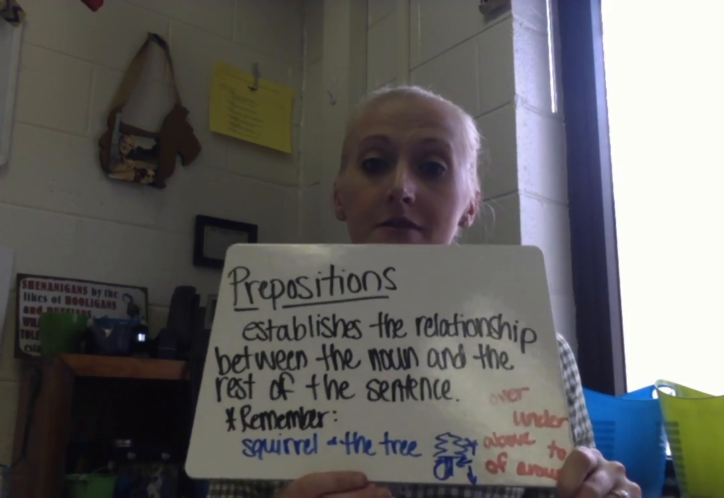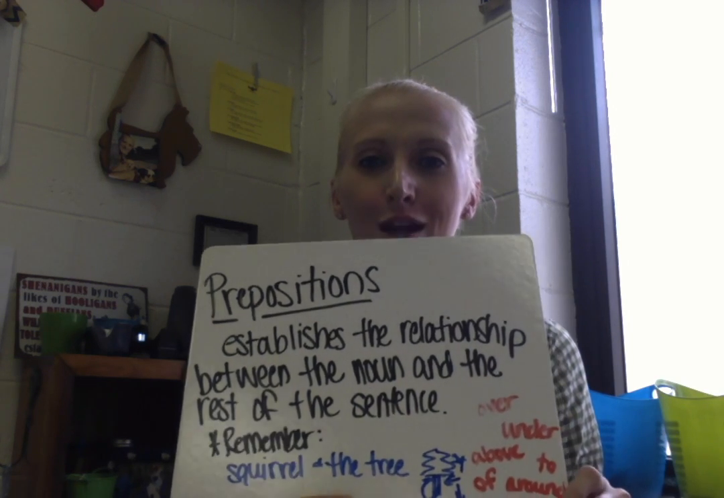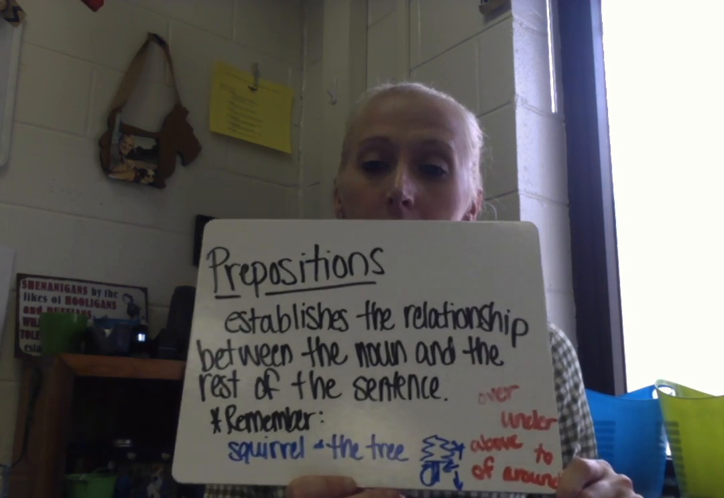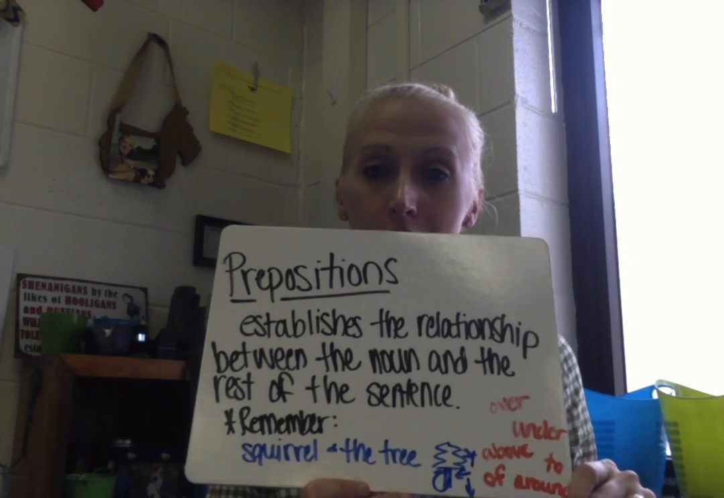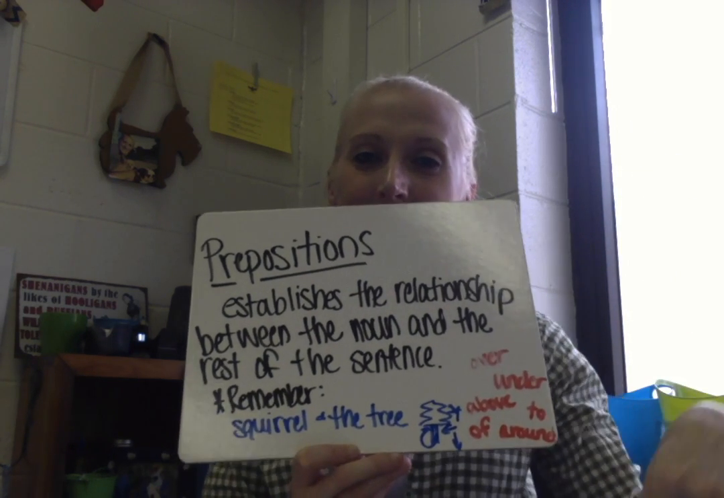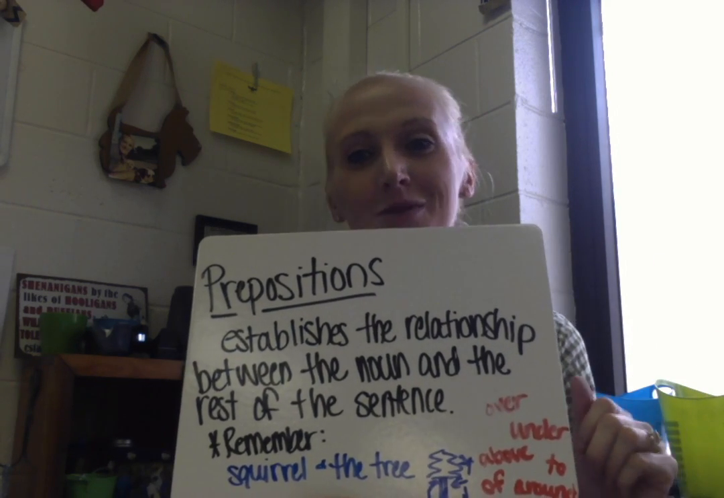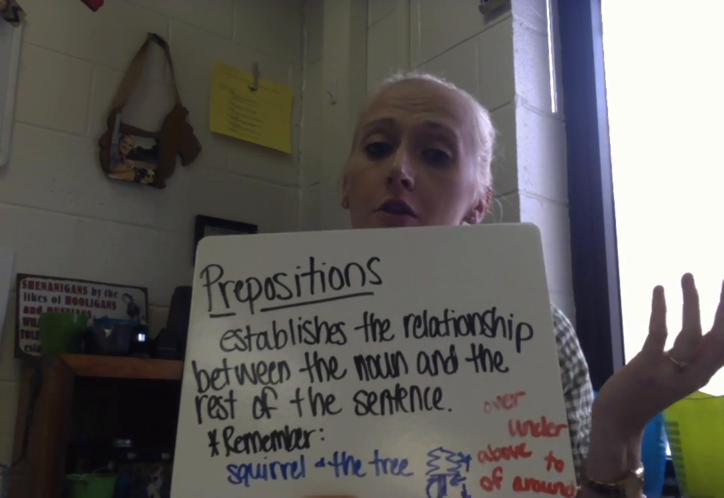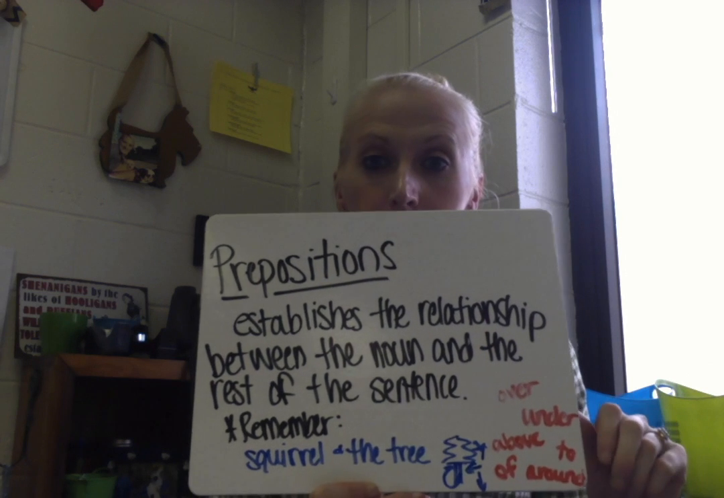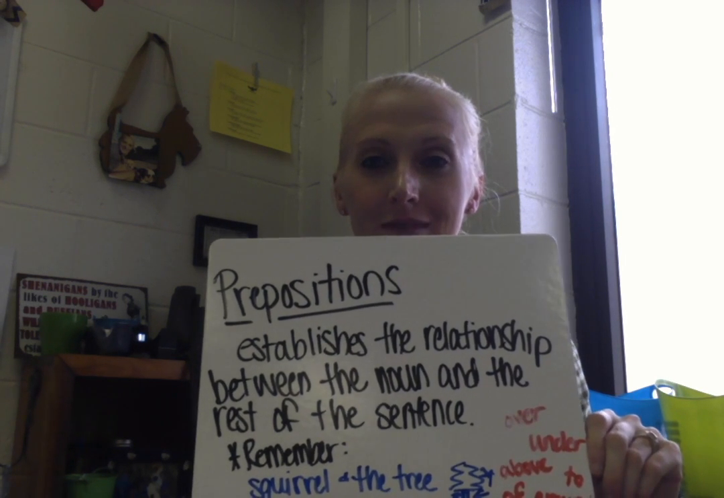Prepositions establish relationships between the noun and the rest of the sentence. In elementary school, you probably talked about the squirrel and the tree. The squirrel goes up the tree, the squirrel goes down the tree, the squirrel goes around the tree, the squirrel goes under the tree, the squirrel sits in the tree. Over, under, around, through, above are all examples of prepositions.